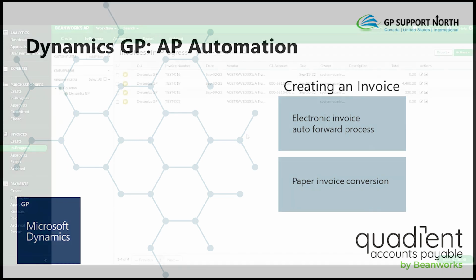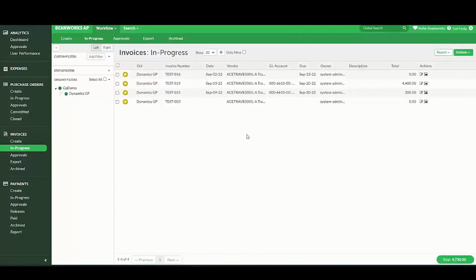Over to you, Shakira. So we have two ways to get invoices into the system, either electronically or paper-based. So for all of those that you receive via email, we're going to set you up with an auto-forward email address, and those will pull directly into Beanworks to look like this right away for you.